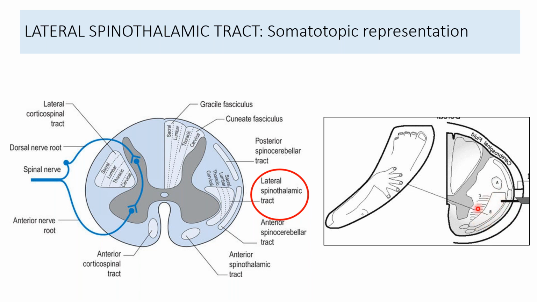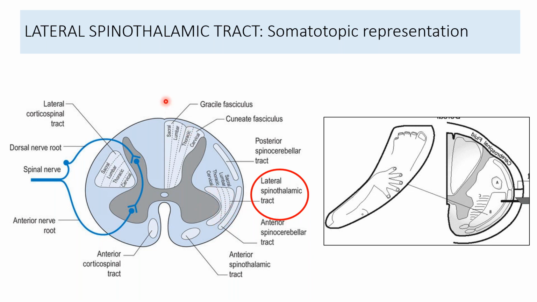Now see the representation of this nucleus. This nucleus is represented over here. You can see how the lateral ones are the lower body fibers and the upper part of the body is represented by the cervical fibers, which are more inner. So this is the somatotopic representation of the lateral spinothalamic tract. Each somatotopic representation is important.